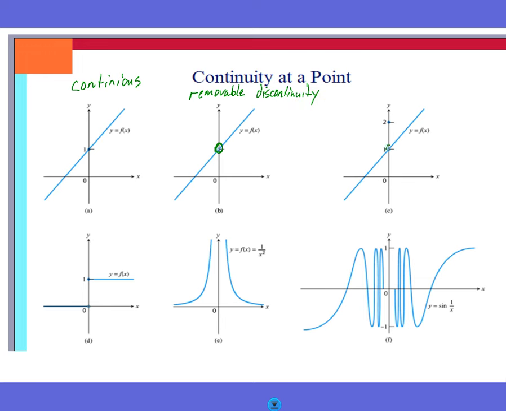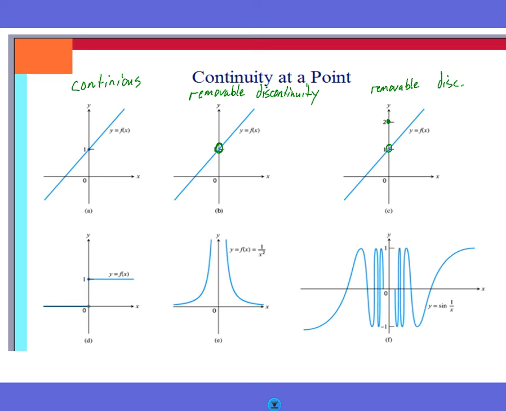This one here as well has a hole here, and there's a dot up here. This one is also called a removable discontinuity. Holes are another way of saying removable discontinuity. A hole is a removable discontinuity. Why is it a removable discontinuity?